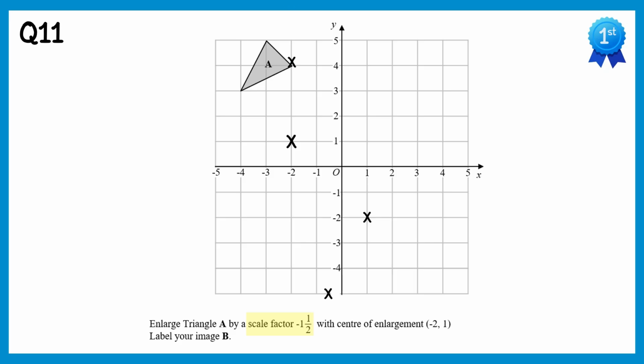Then we do the same with the final point, so this one here. You can see this one is just 3 squares down. So we do that once more, so 3 squares down. And then half of that, half of 3 is 1.5. So we go another 1.5 squares down and we end up here. If you connect up these points, you can see the final shape looks like this. And we've been asked to label it B.